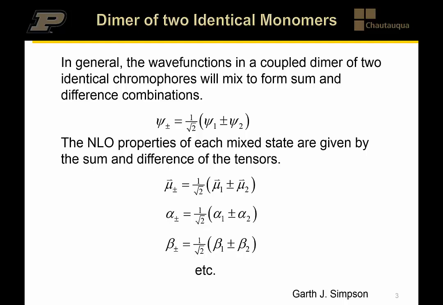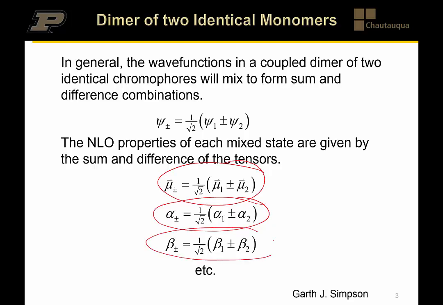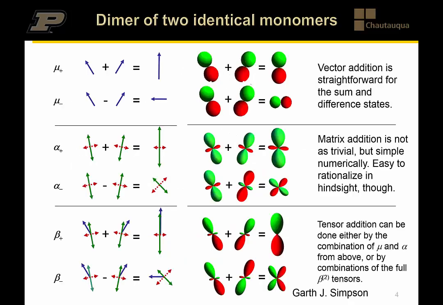Mathematically, it's really very straightforward to describe coupling between two monomers that are identical. You form a sum or a difference linear combination of the two eigenfunctions, the wave functions, and those in turn correspond to a vector sum or difference of the transition moments, a sum or difference of the matrices describing Raman or two-photon absorption, and a coherent sum or difference of the hyperpolarizabilities describing the nonlinear interactions as well.